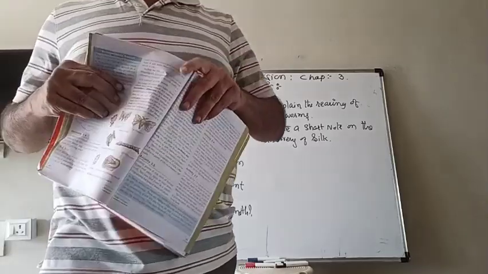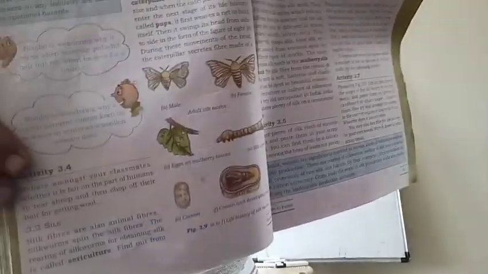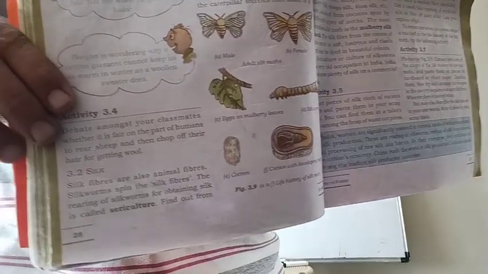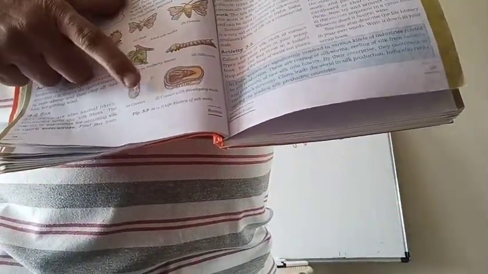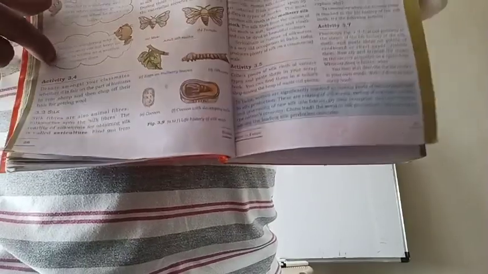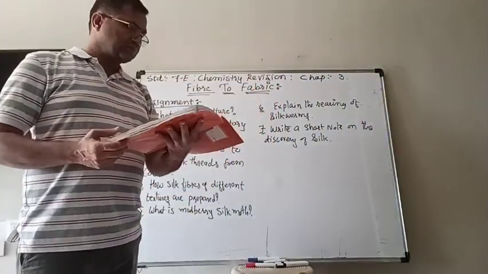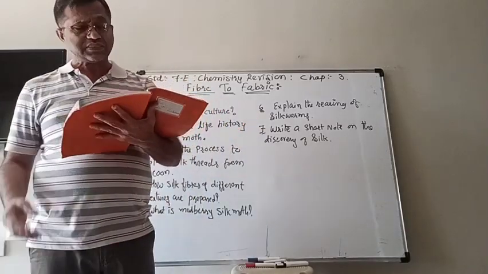Here is the figure of the life cycle. You can see the different stages here. From the egg, the larva comes out, and then the larva turns into the pupa, and then the complete silk moth is obtained. So that is the life history of the silk moth.